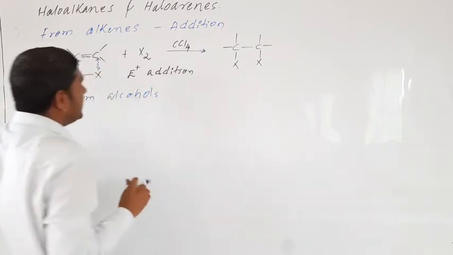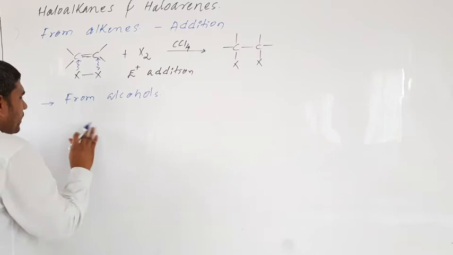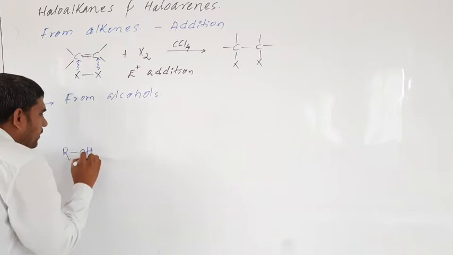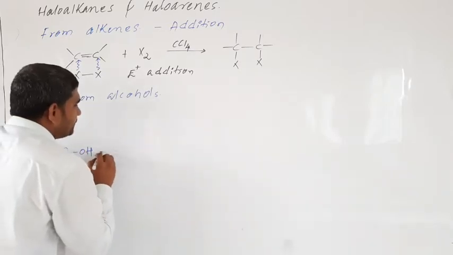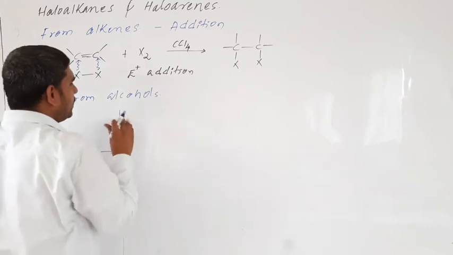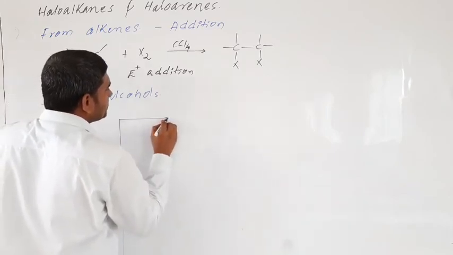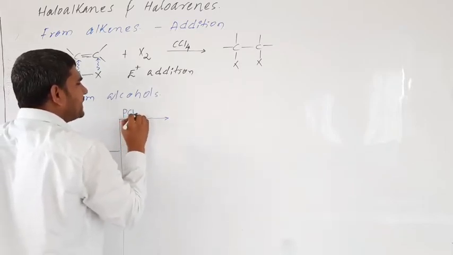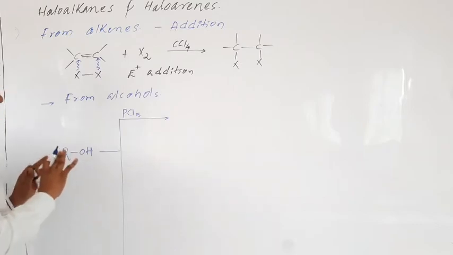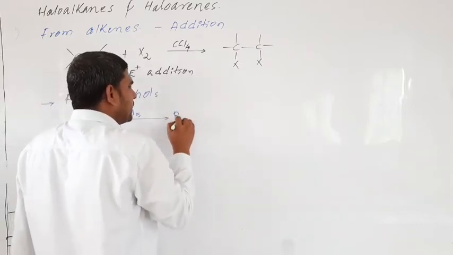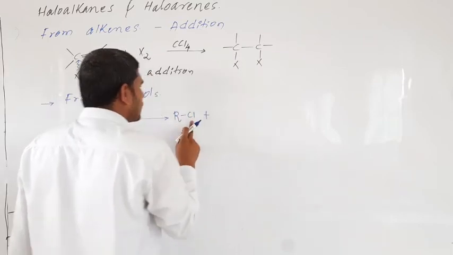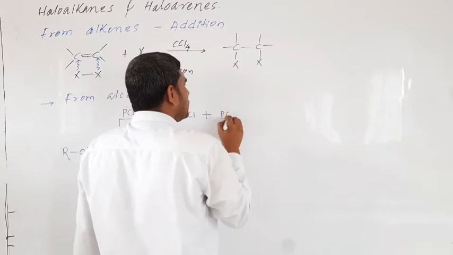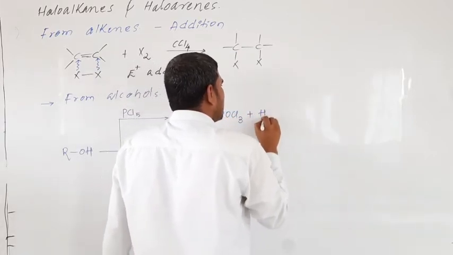Even we can prepare by using what? Alcohols. How? Listen, when alcohol is heated with phosphorus pentachloride, the product is RCl, means chloroalkane. This is nothing but haloalkane, plus POCl3 plus HCl.